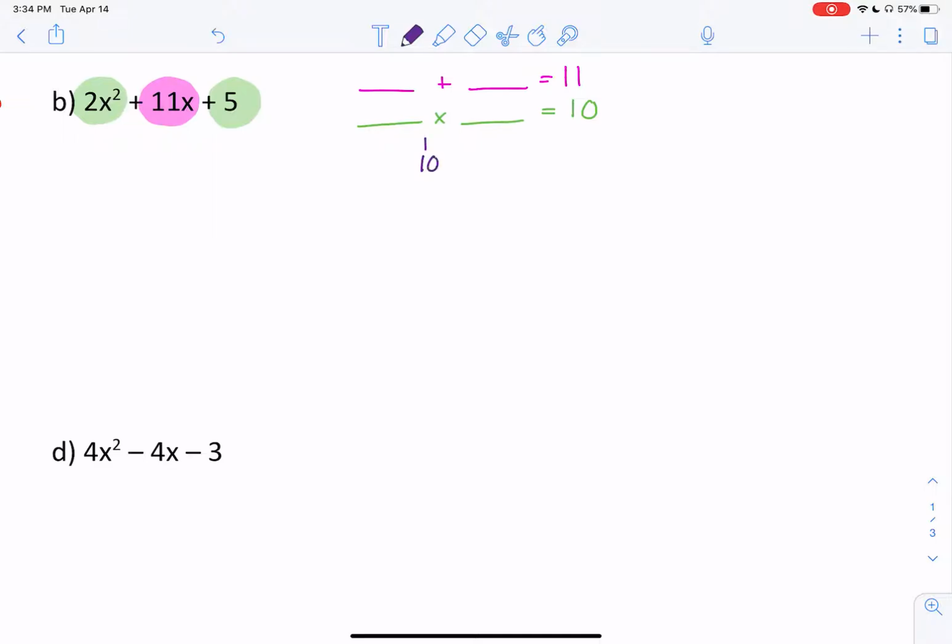So I have 1 and 10. Can I get 11? Yes. 1 and 10. So now instead of writing 11x, we're going to use that 1 and that 10. Now if you had written them in a different order, so 10x and then 1x, everything would have worked out as well. So the order of that part doesn't matter either.